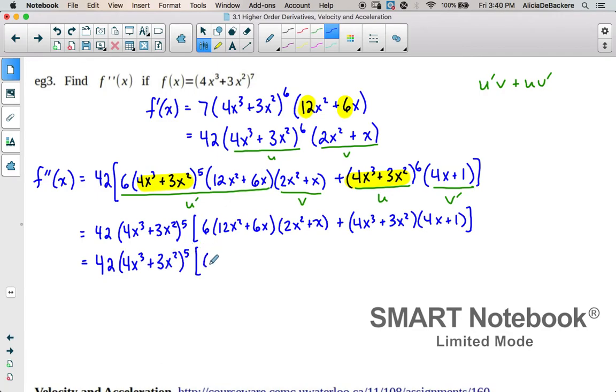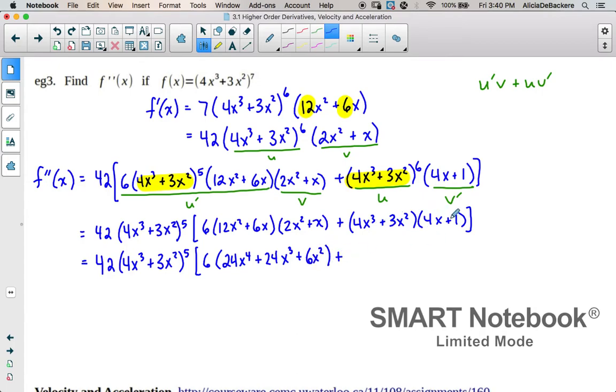Okay, so I'm going to leave the 6 out front and I'm just going to multiply these 2 brackets together. So I'm going to have 12x squared times 2x squared. And then I'm going to have 12x squared times x. So that's going to give me 12x cubed. And then over here, I'm going to have 6x times 2x squared. That's going to give me another 12x cubed. So that's going to give me overall 24x cubed. And then I can multiply the 6x times the x.